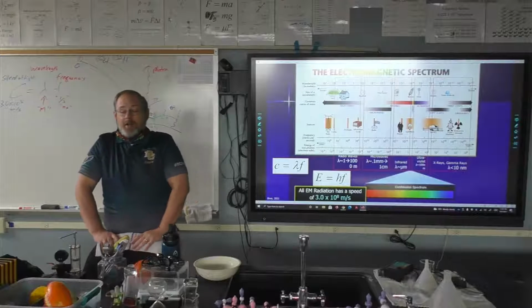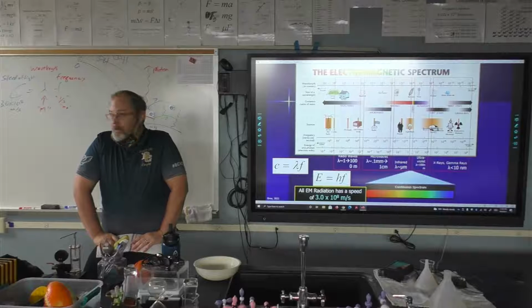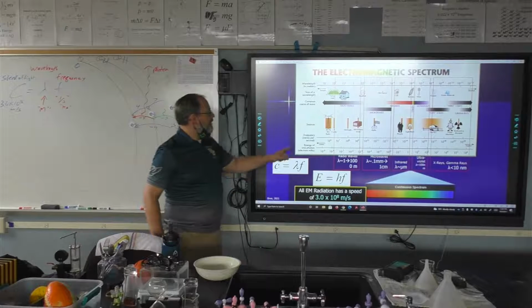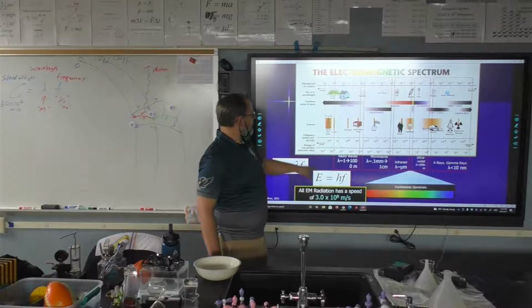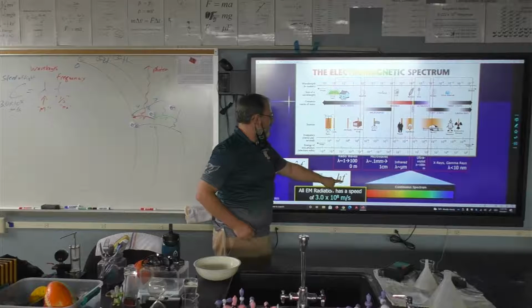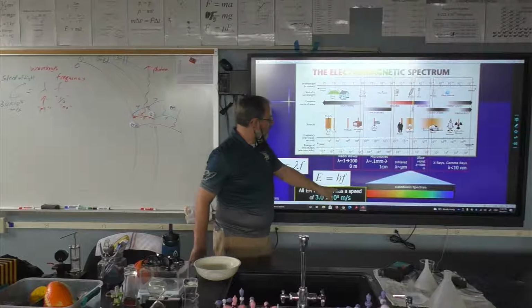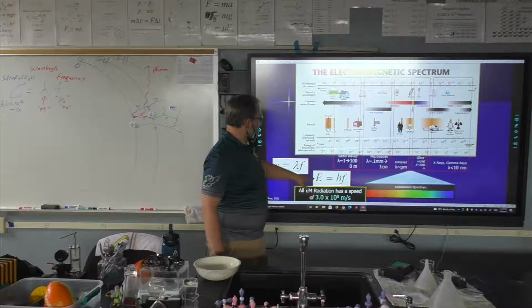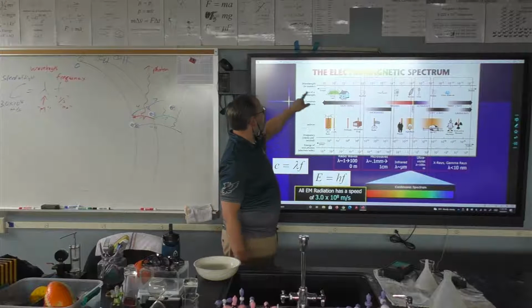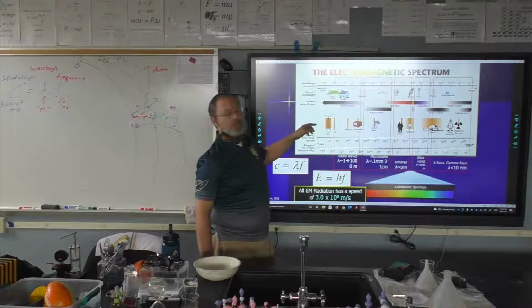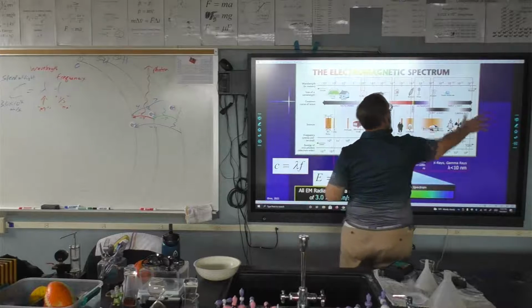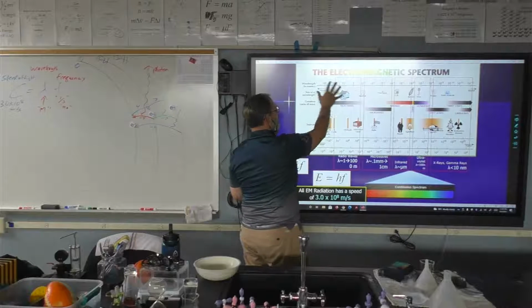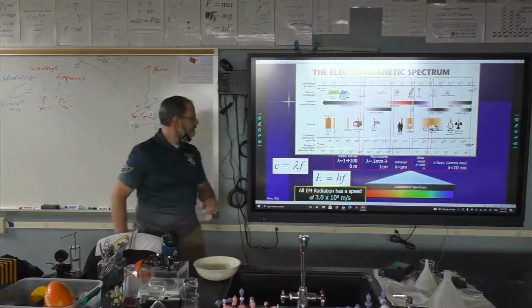Do they all have the same amount of energy? No. The waves that have a high frequency, E energy is Planck's constant times frequency. You asked about a Planck, so that's a Planck right there. So energy is Planck's constant times frequency. High frequency means high energy. So everything over here is very high energy. Everything over here is very low energy.